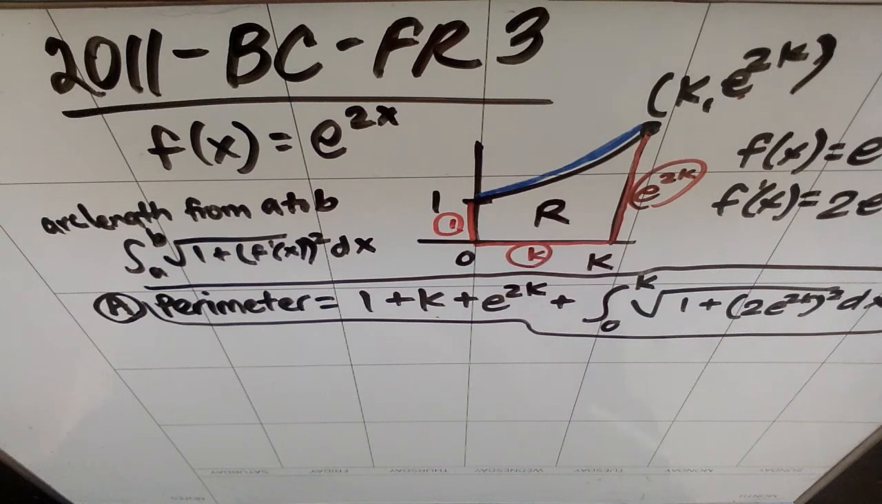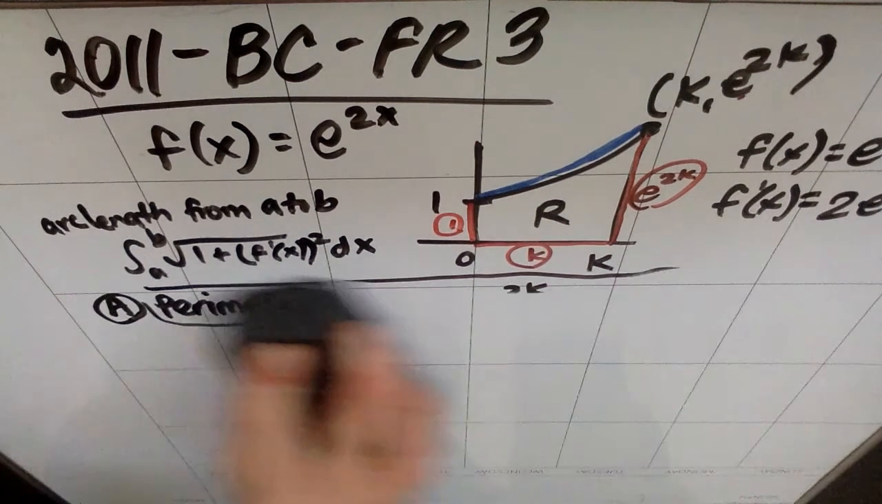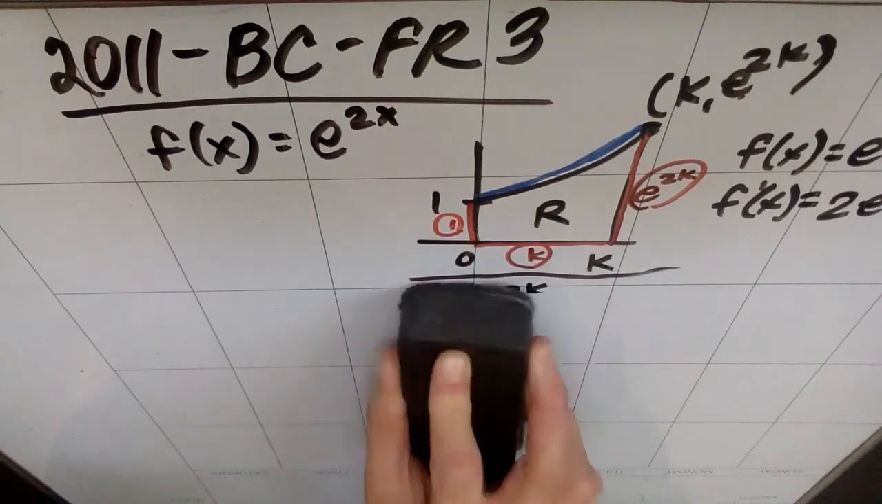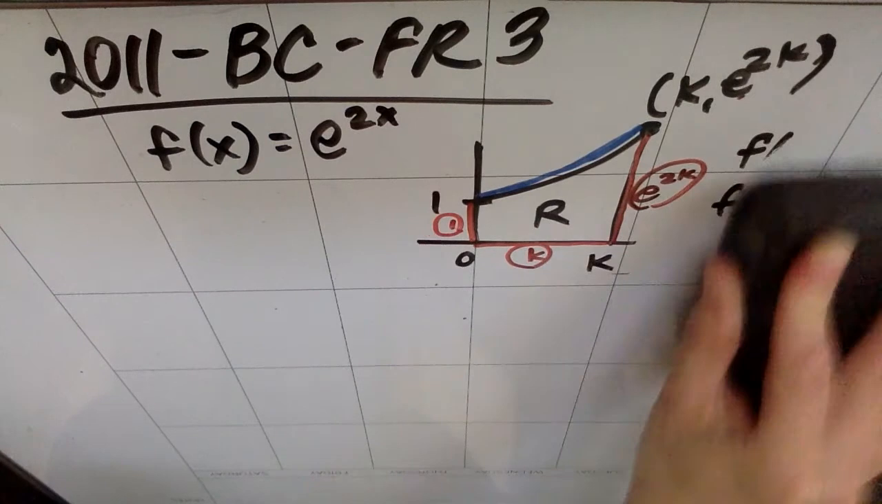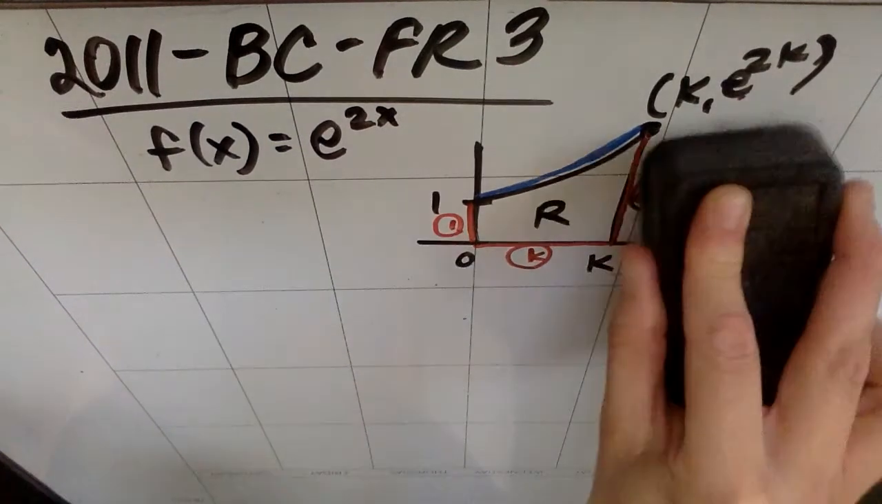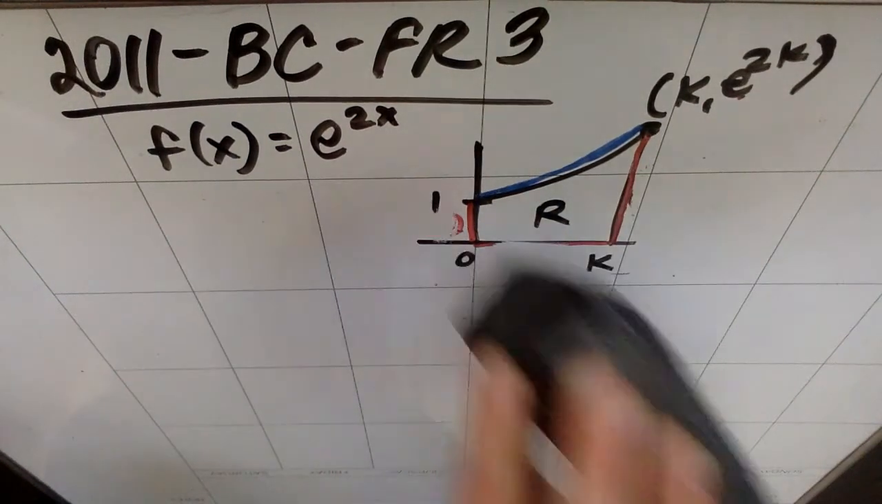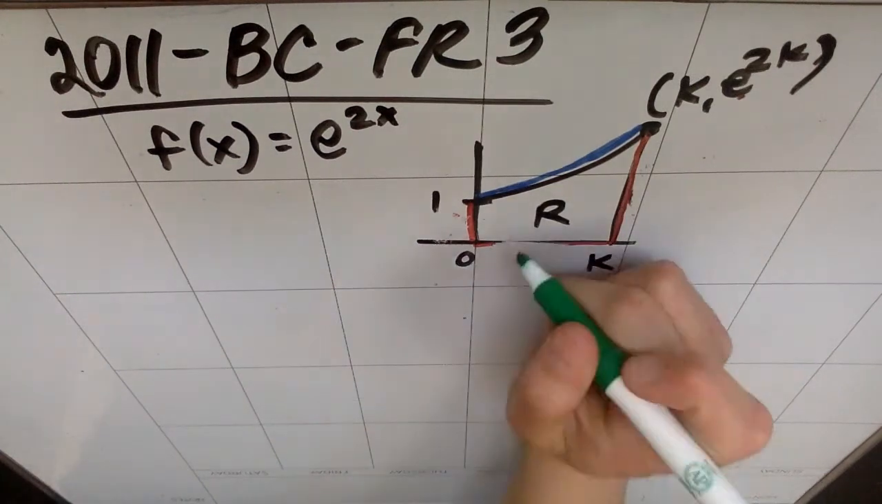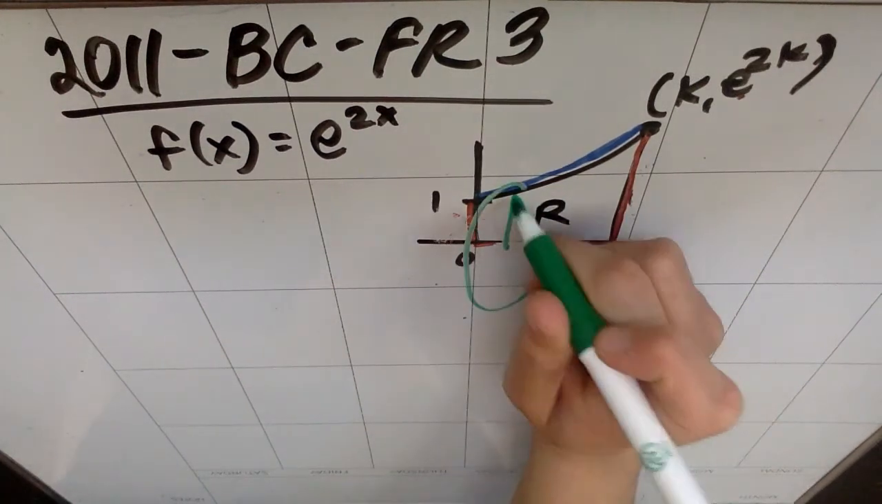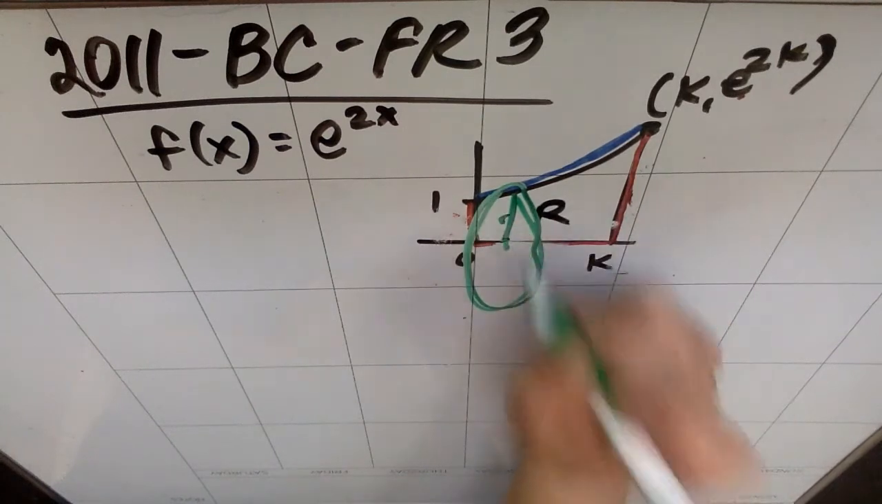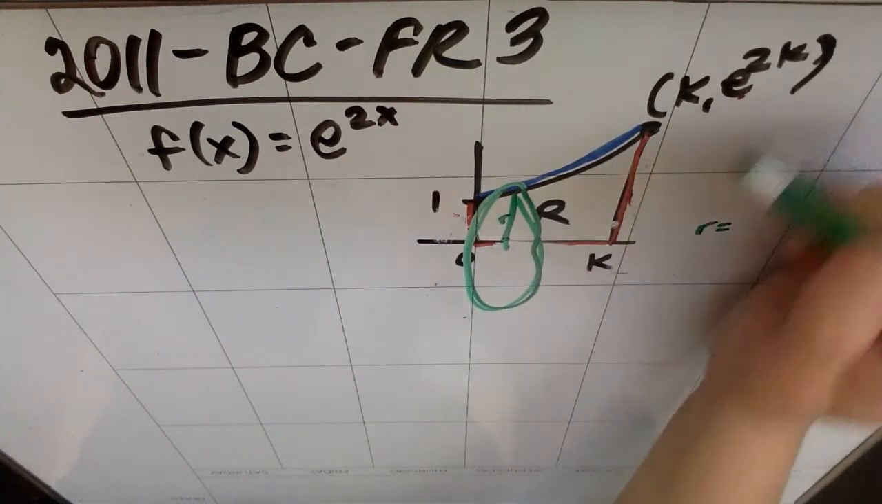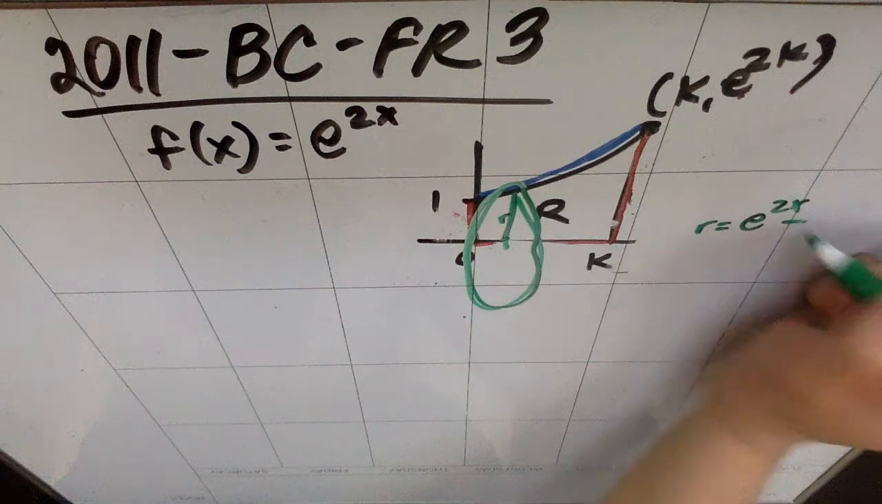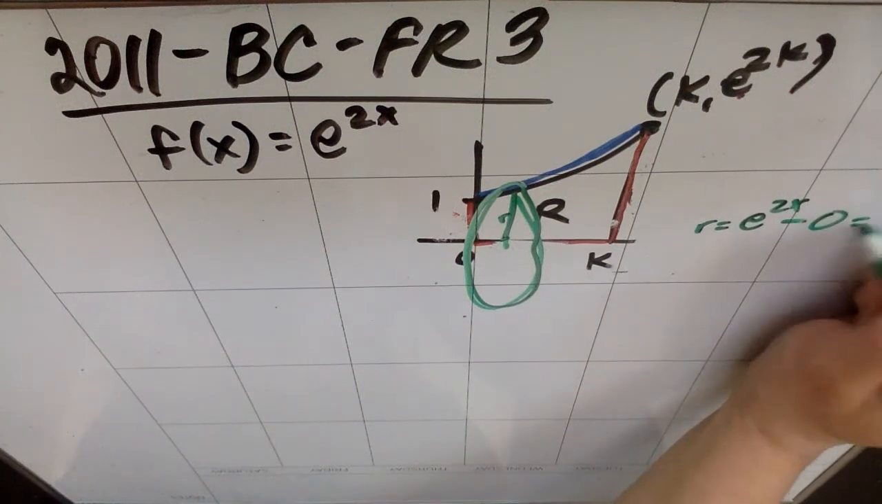Part B. The region R is rotated about the x-axis to form a solid. Find the volume of the solid in terms of k. Cool. So let's erase this stuff because we don't need it, and see if I can erase it without totally butchering my graph. Okay, so this region is rotated about the x-axis. Essentially it's creating a disk of radius little r, where this little r is the top curve, e to the 2x, minus the axis of rotation, which is 0, so my radius is just e to the 2x.